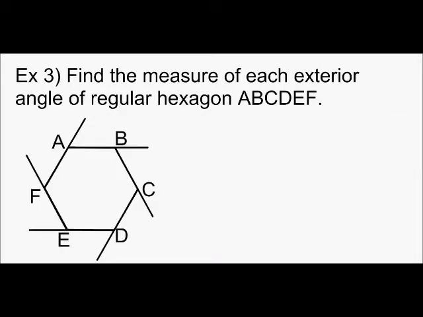Example 3, find the measure of each exterior angle of regular hexagon A, B, C, D, E, F. So you see we do have a hexagon. There are 1, 2, 3, 4, 5, 6 sides. And I'm looking for what each of these equal.